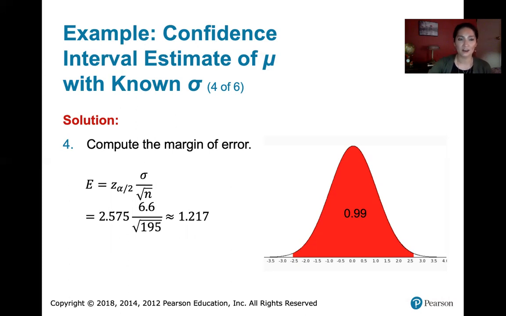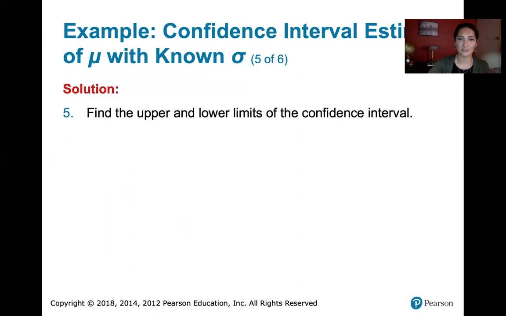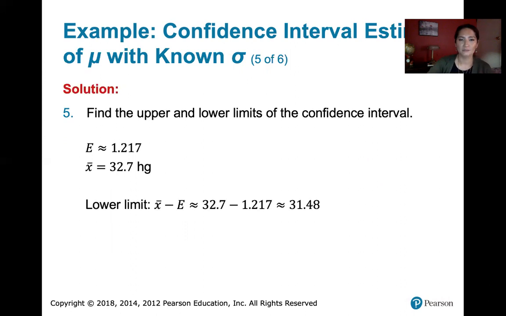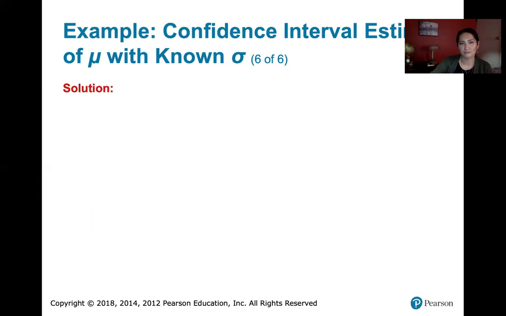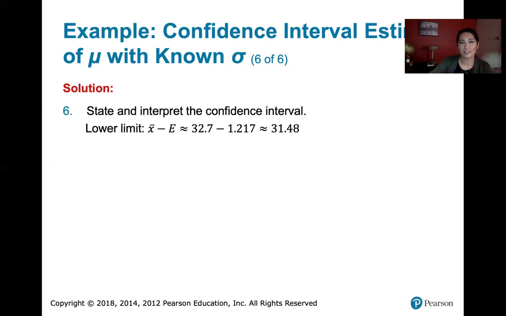So now you've got your margin of error, and we already had that X bar was given to us. So now we can find the upper and lower limits of the confidence interval. We have a sample mean of 32.7 hectograms, and a margin of error of about 1.2 hectograms. So we subtract 1.2 from that 32.7 and we get this value. And then we add 1.2 to that 32.7 and we get approximately this value. And I think I will round to 1 decimal place rather than 2. Since we've got our upper and lower limits now, we can state our confidence interval.